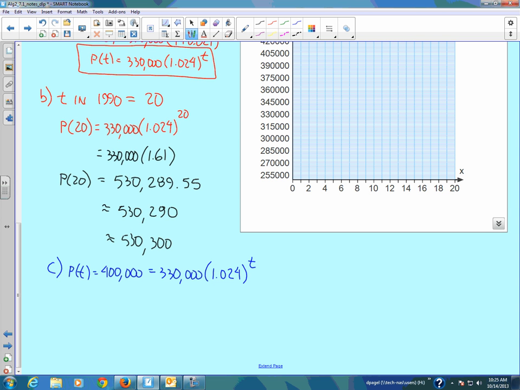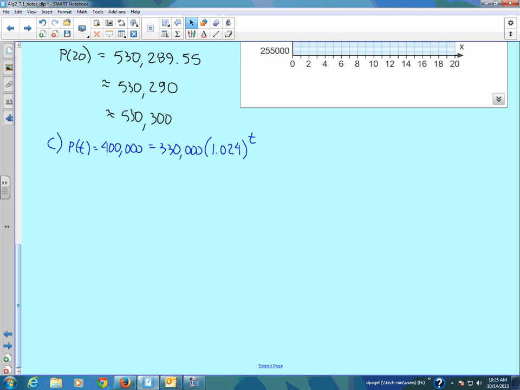Now I'm asking us to find the T value, which is odd because we've never dealt with finding a variable that was a power. When we talk about logarithms, we'll get into this. For now, we could simplify this a little bit. We could take our equation and divide 400,000 by the 330,000, and we at least get 1.21. So this becomes 1.21 is equal to 1.024 to the T power.